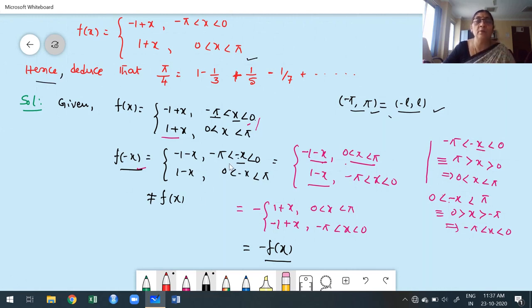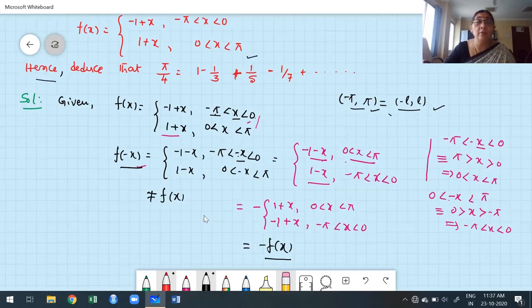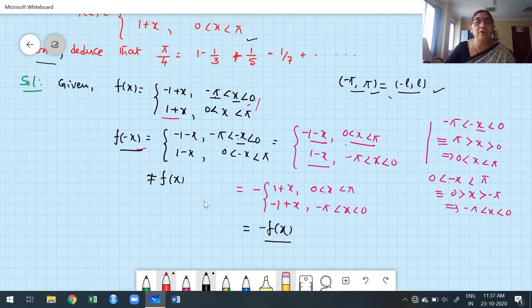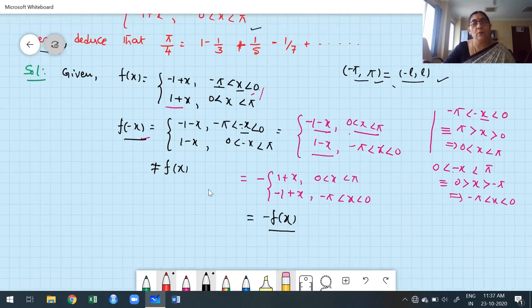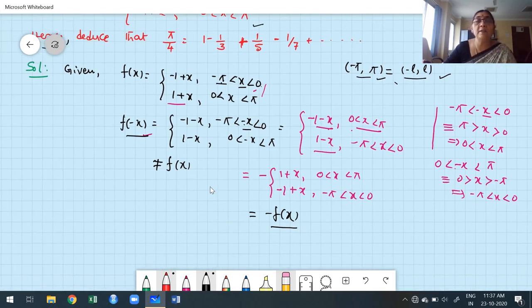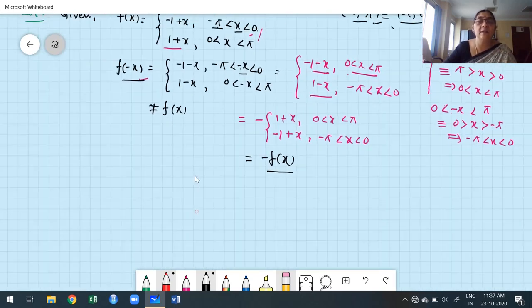Suppose you do not verify even or odd, and just find a naught, an and bn, definitely we get a naught 0, an is 0. Simply you are wasting your time. Therefore, carefully verify, especially for a splitting function whose overall interval is in the form of the second case. This is the easiest way to verify whether it is even or odd.